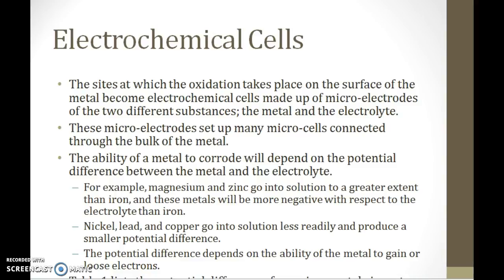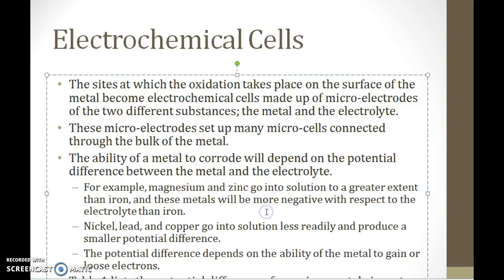For example, oxidation and reduction reactions are the general criteria in this concept. The ability of a metal to corrode will depend upon the potential difference between the metal and the electrolyte. Obviously, the conducting phase and development of galvanic cells is the primary criterion. For example, magnesium and zinc go into solution to a greater extent than iron. These metals will be more negative with respect to the electrolyte than iron. So here the reduction potential values play a vital role. Nickel, lead and copper go into solution less readily and produce a smaller potential difference. The potential difference depends upon the ability of the metal to gain or lose electrons.